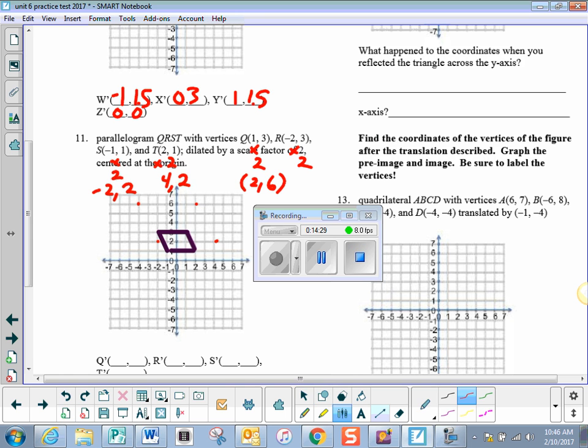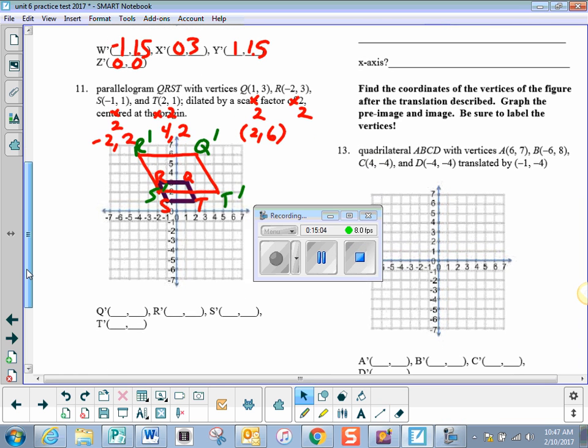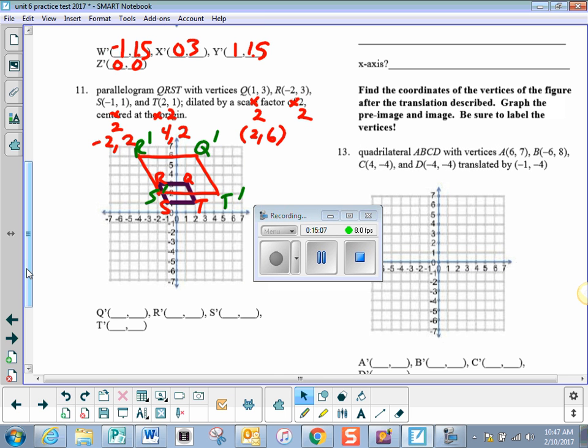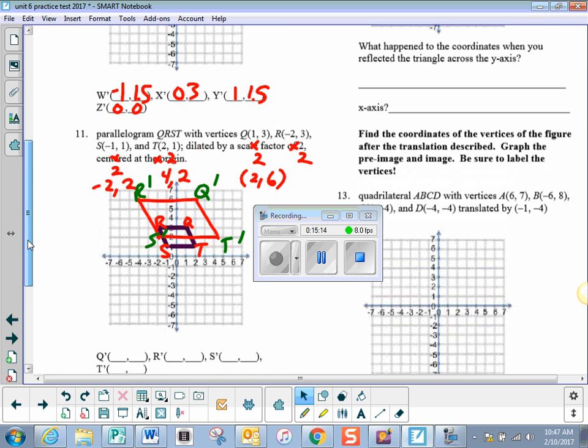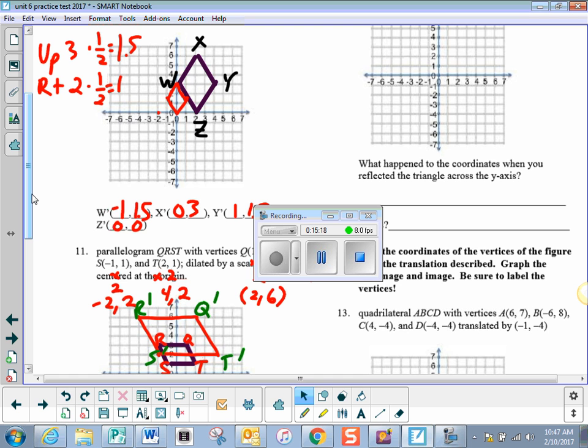Connect those with a ruler. I'm just doing this for sake of time. And label your coordinates. So this would be Q, R, S, T, and Q prime, R prime, T prime, S prime. There it is. Okay. And then down here we would name our new coordinates. No, I just graphed them where they ended up.